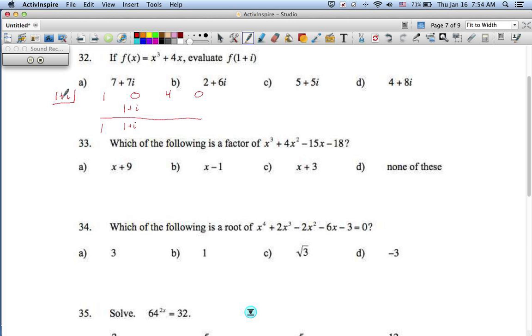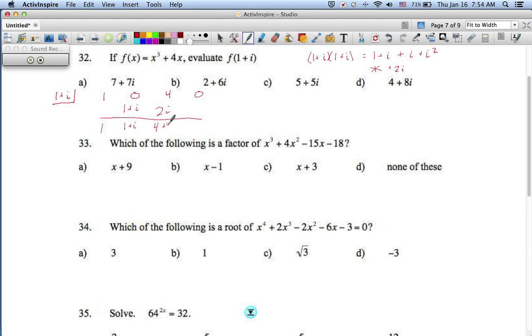multiply, so 1 plus I times 1 plus I. Some of you can probably do this in your head. Multiply everything by 1, you get 1 plus I. Multiply everything by I, you get I plus I squared. So we have 1 and negative 1, so they're gone. I and I is 2I.